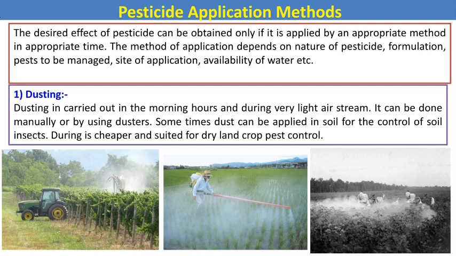Dusting is carried out in the morning hours during a light air stream. It can be done manually or by using dusters. Sometimes dust can be applied in soil for the control of soil insects. Dusting is cheaper and suited for dryland crop pest control.